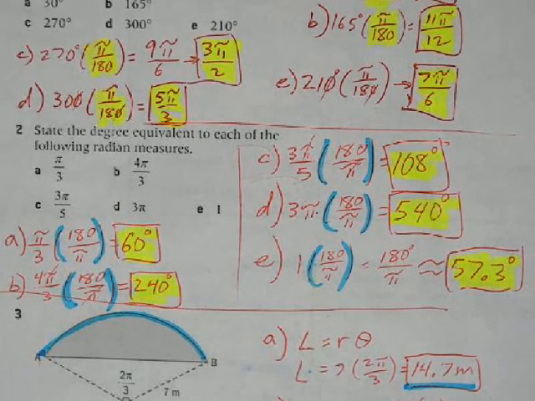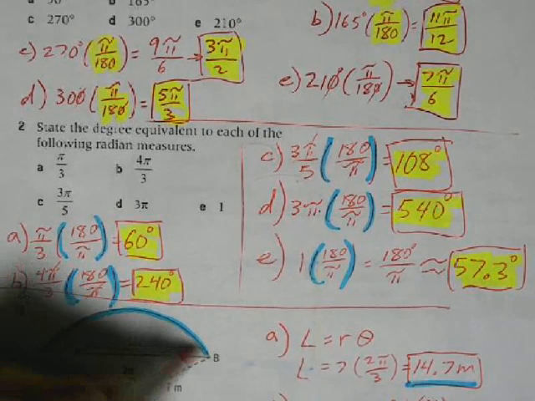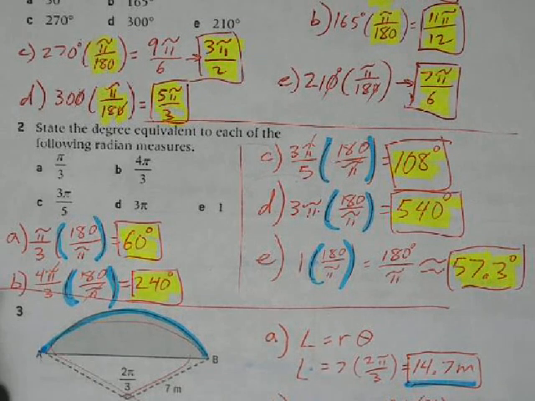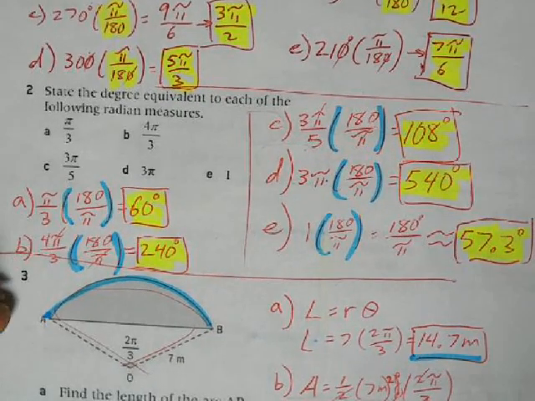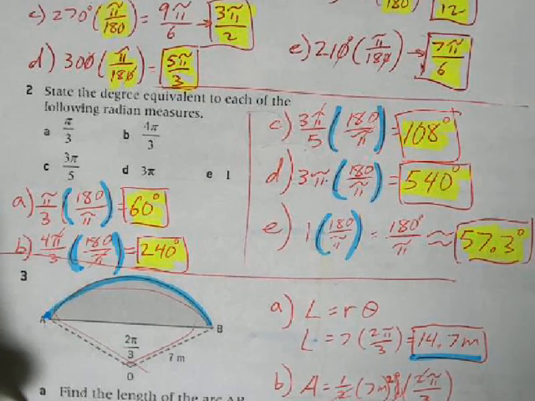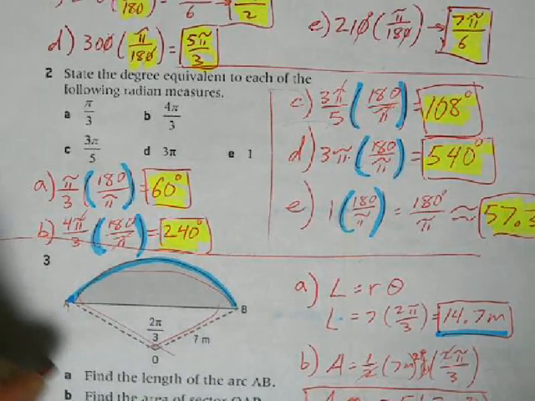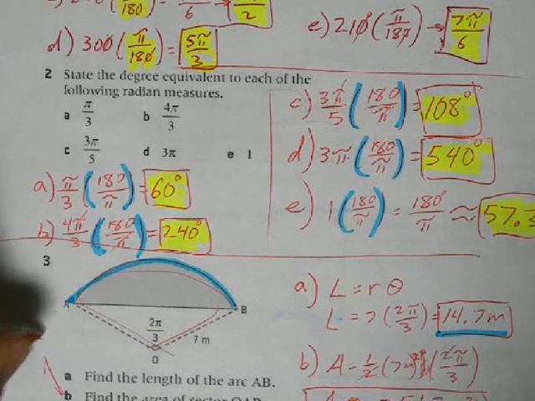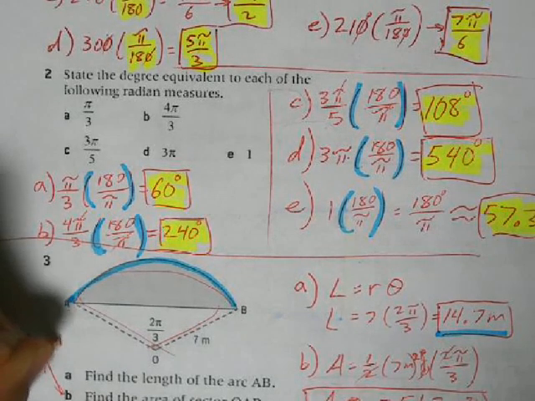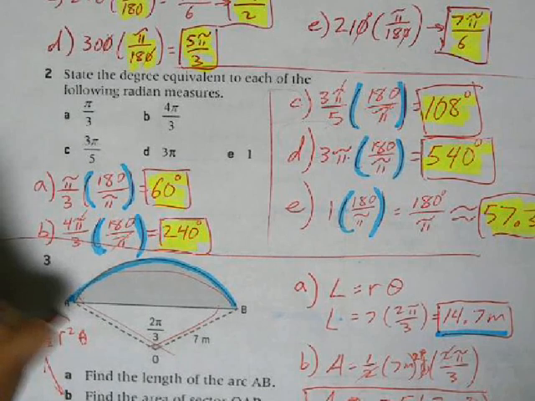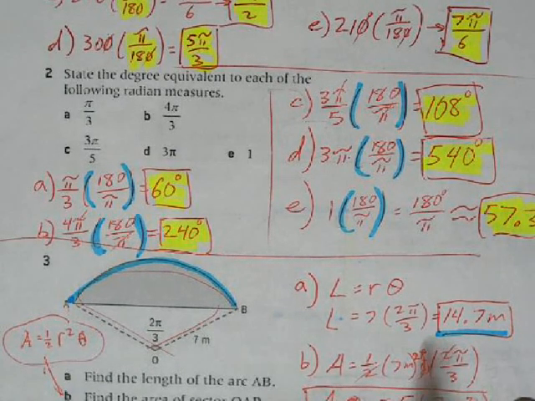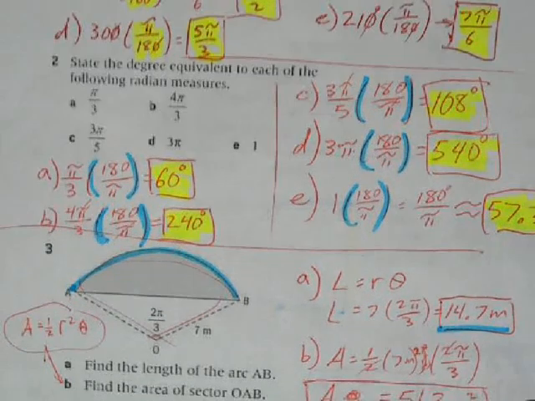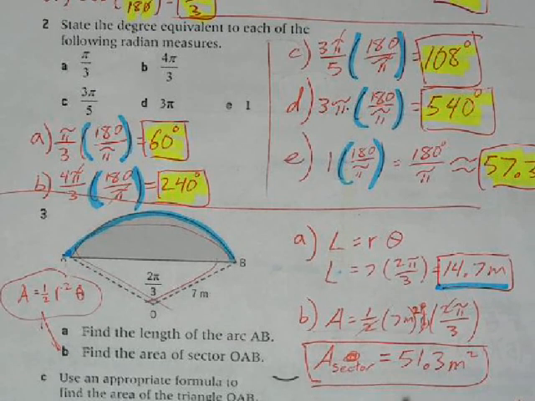Okay. The area of the whole sector, from there to there, is going to be, using the formula, what did we say it was? Equals 1/2 r squared theta, right? So here I have 1/2 times 7 squared times 2 pi over 3. Multiply those all together and I get 51.3.